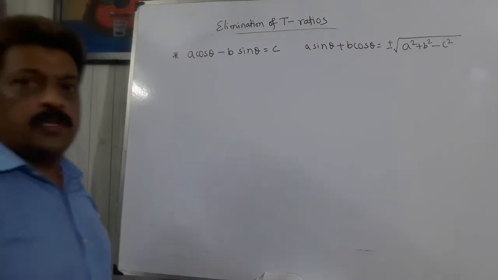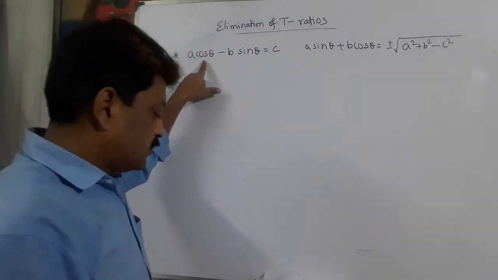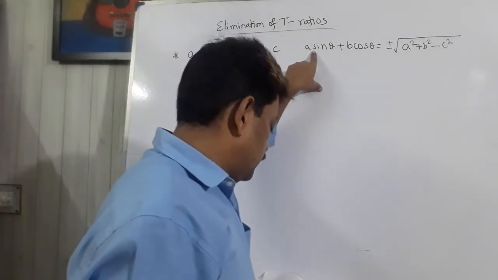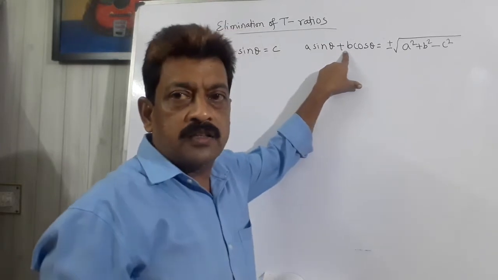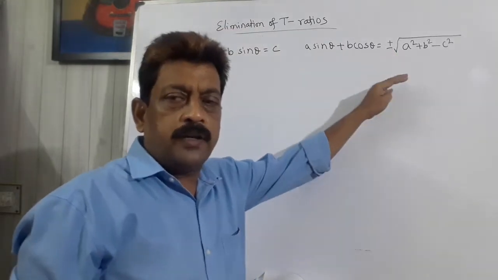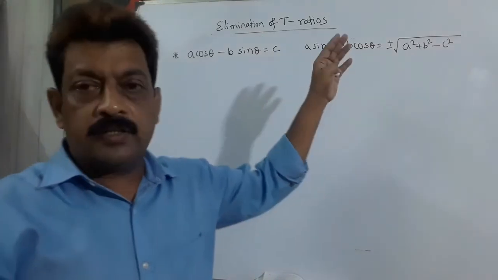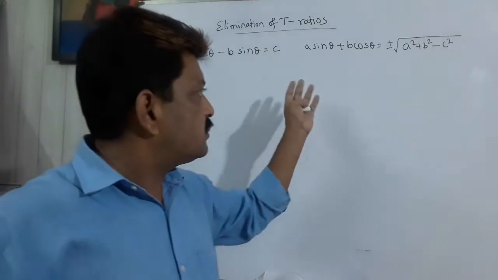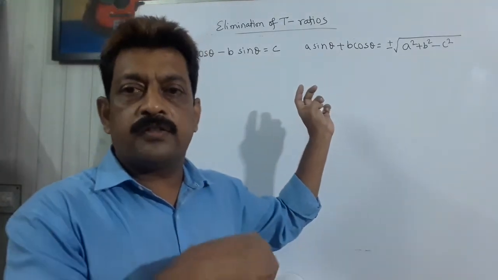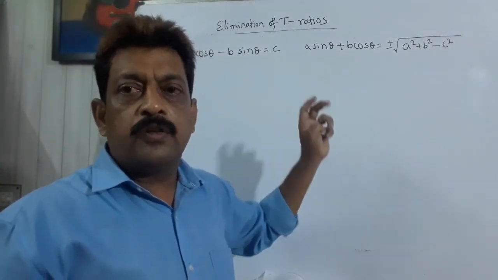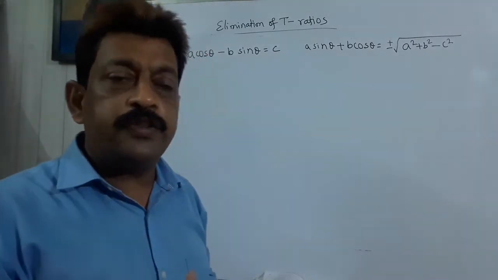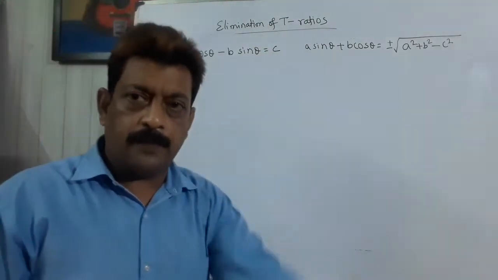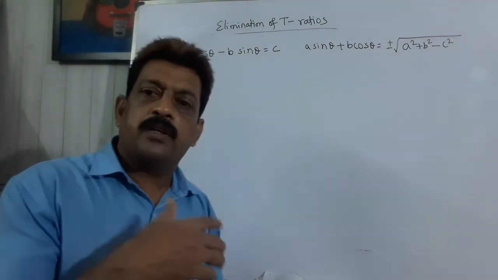Okay, just see the question. It is given that A cos theta minus B sin theta equals C. We have to prove that A sin theta plus B cos theta equals plus minus root over A square plus B square minus C square. So you can easily identify that this sum is the same as the previous sum. In the previous sum, the numerical coefficients were given. Here the coefficients are variables, that is A, B and C. So we are going to use the same technique as we did in the previous sum.